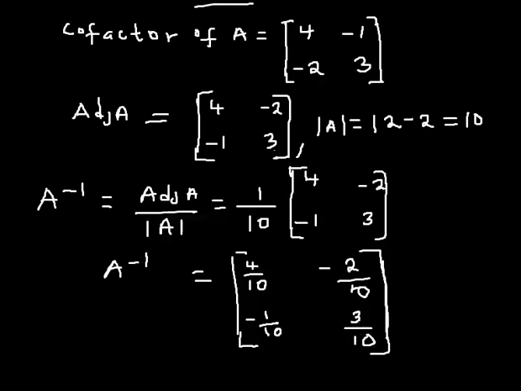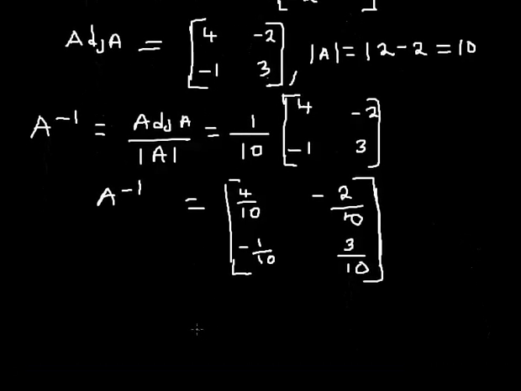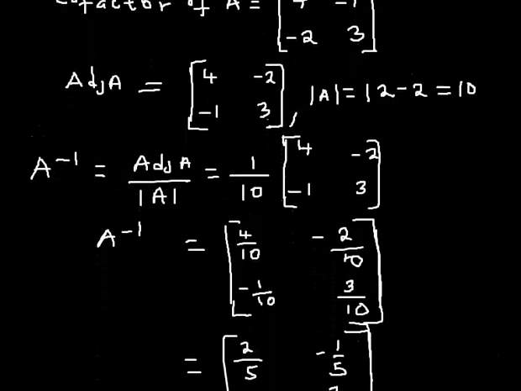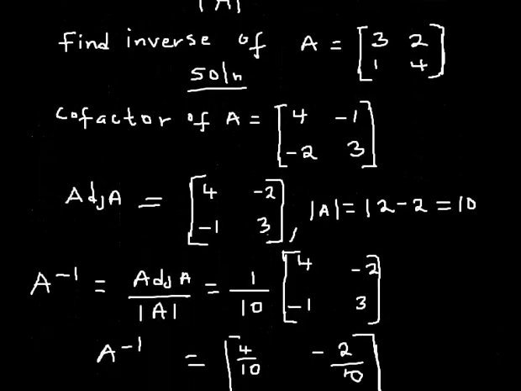So you can still break it down. 2 goes into 4, 2. 2 goes into 10, that's 5. This is going to be minus 1 all over 5. This is going to be minus 1 all over 10. And this is 3 all over 10. So that is how we evaluate the inverse of a matrix.